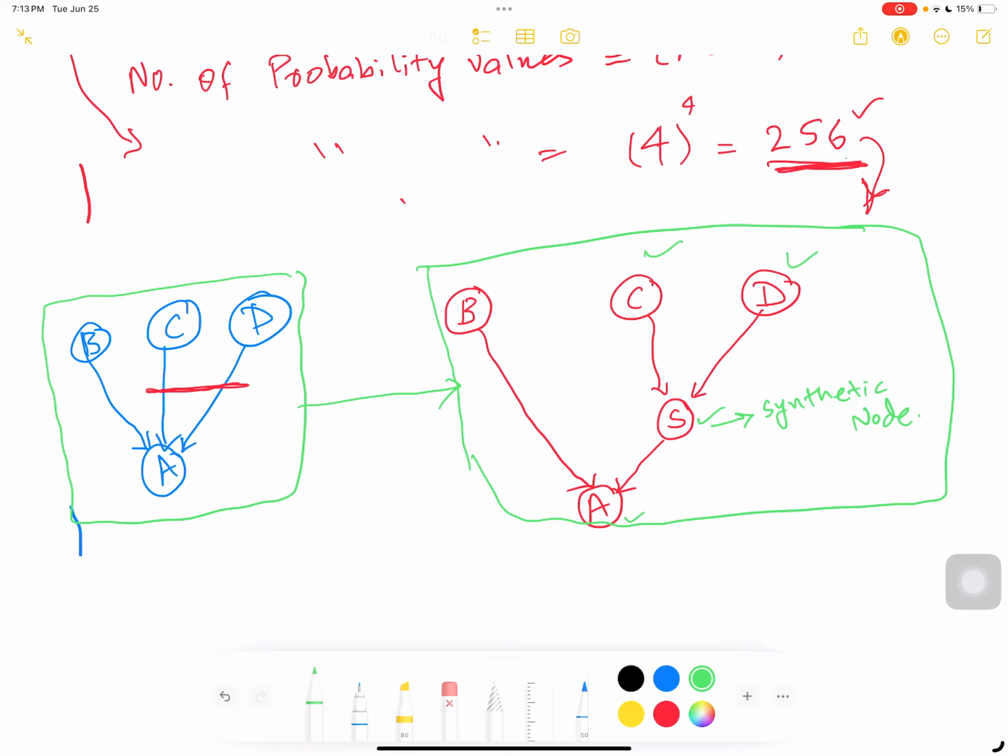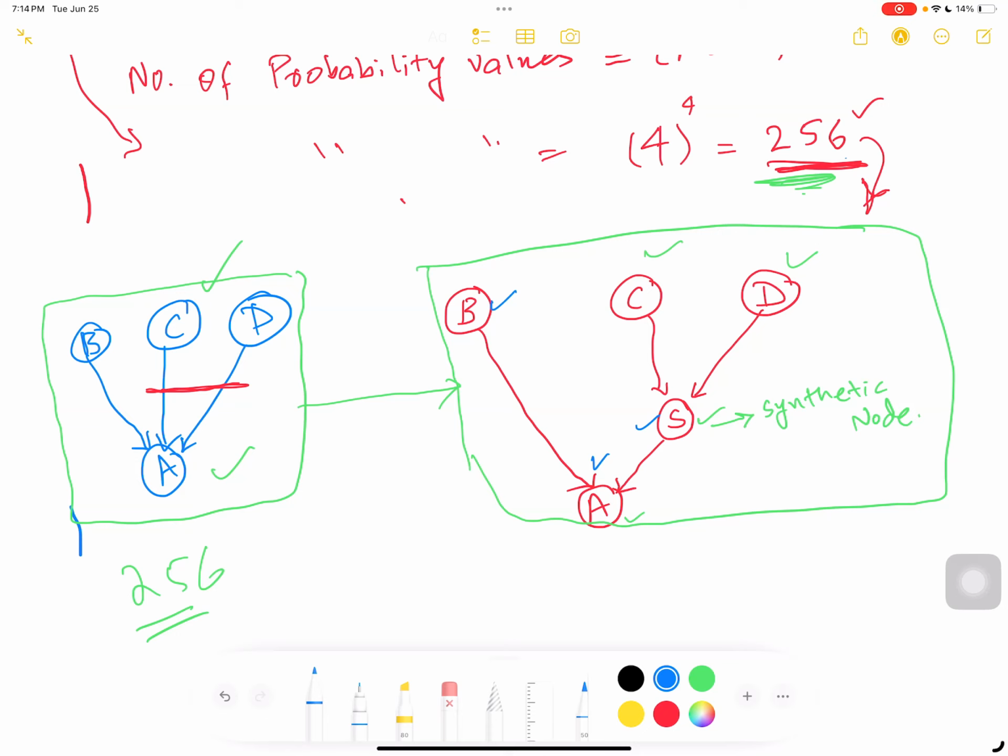Now, what is the advantage of this? If you recall, for the initial network, I needed 256 probability values to be populated into the conditional probability tables. However, for this one, let's see how many we'll need. Now, if you look at this network, I have values for two networks here. One is B, A, and S, and the other network is S, C, and D.